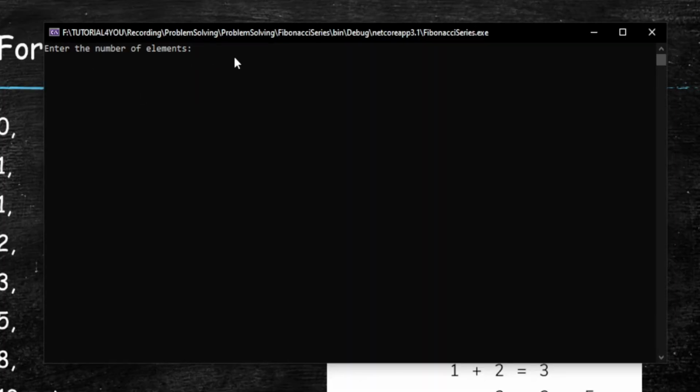Enter the number of elements. In case the user enters 10, we will see the Fibonacci series up to 10 numbers: 0, 1, 1, 2, 3, 5, 8, 13, 21, 34. This is up to 10 numbers, and every single time it is adding the previous two numbers. Let's suppose 13 plus 21 gives us 34, 8 plus 13 gives us 21. So it is adding the previous numbers.